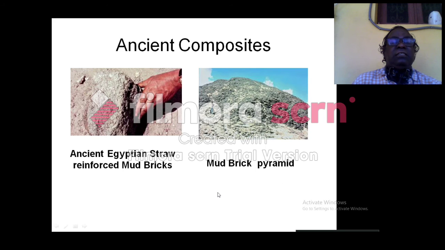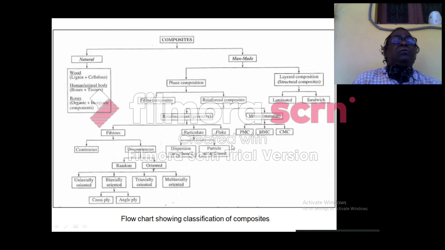This is the ancient composite. They were used in the pyramids and in ancient times; they used this type of composite very long ago. Now, composites are mainly of two types, as I told: natural and man-made composites. Natural composites are wood and bone.